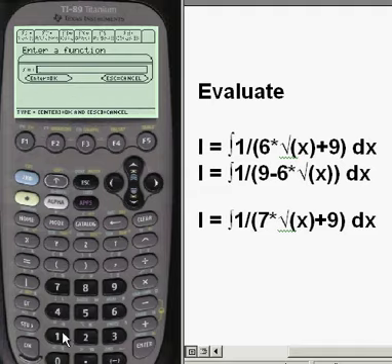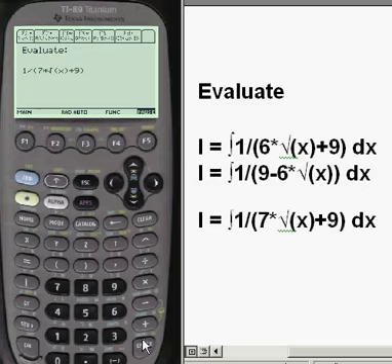Alpha 1 divided by left parentheses 7 times square root of x right parentheses plus 9. Oh, maybe we got lucky, huh? Okay.